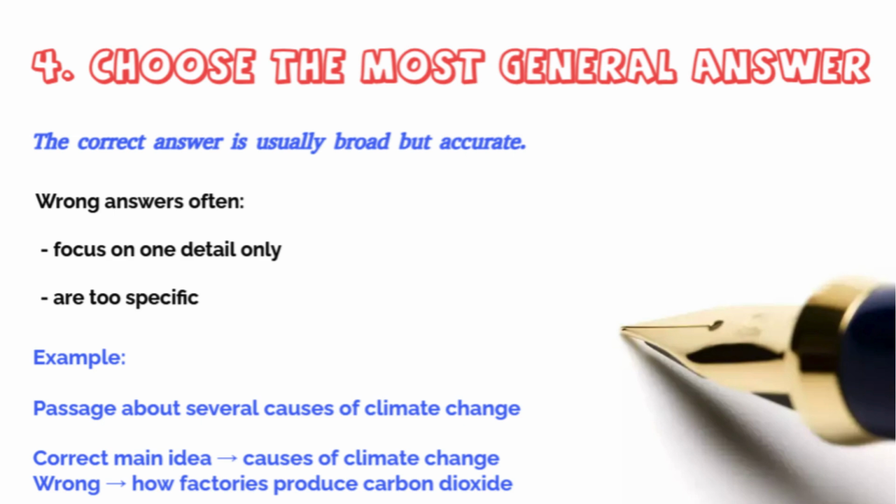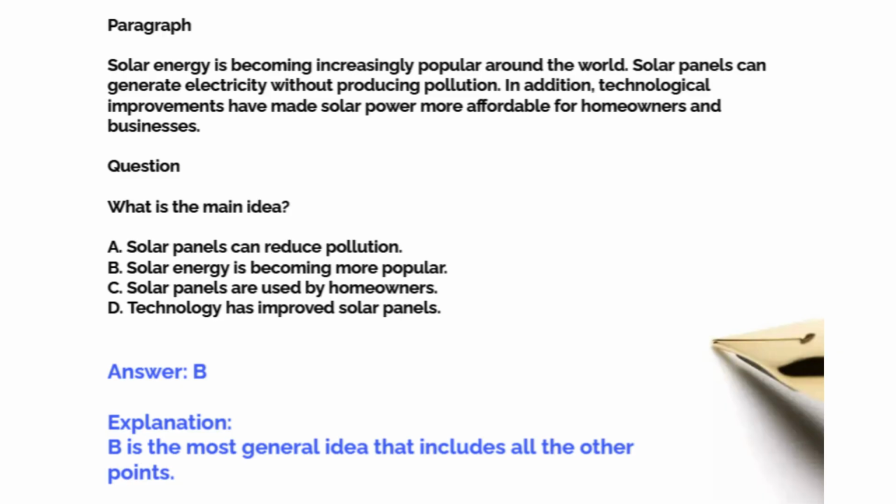Wrong answers often focus on only one detail, are too specific, or describe just one example. For instance, imagine a passage discussing several causes of climate change. The correct main idea would be the causes of climate change. A wrong answer might be how factories produce carbon dioxide. This answer is too narrow because it describes only one cause. Based on the paragraph, B is the most general answer that includes all the other points, so B is correct.